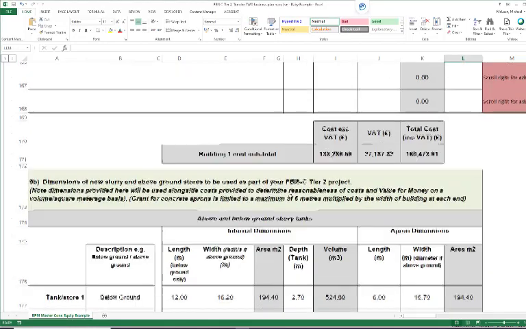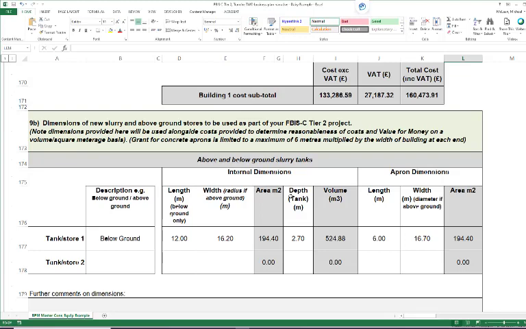Slurry storage funding. It's important to highlight that the farm must be compliant with the current NAP regulation for the 22-26 week storage, and that funding is not available to provide additional storage capacity to meet this requirement. Evidence of this is required using the slurry calculator, which we'll come back to.